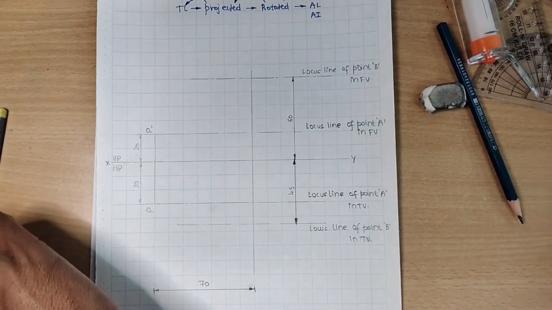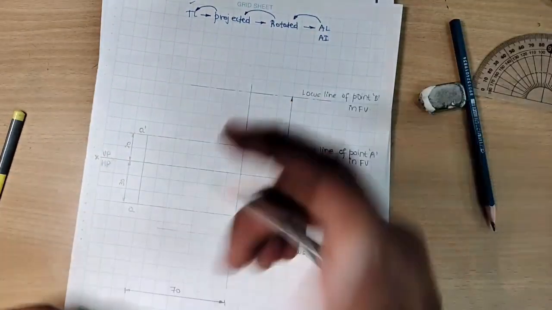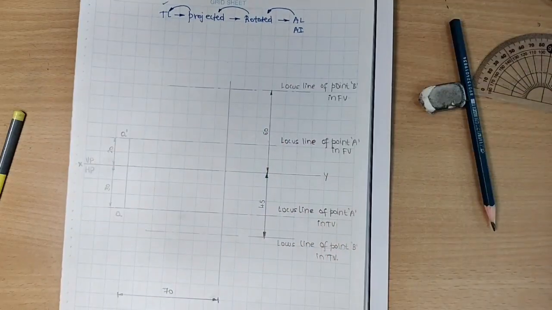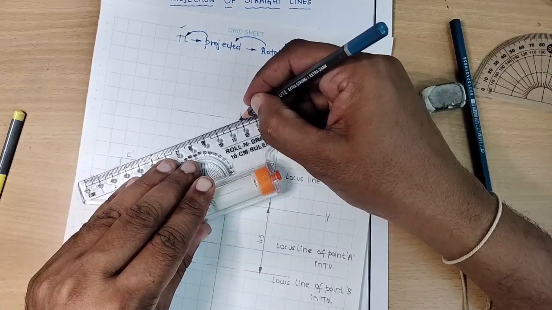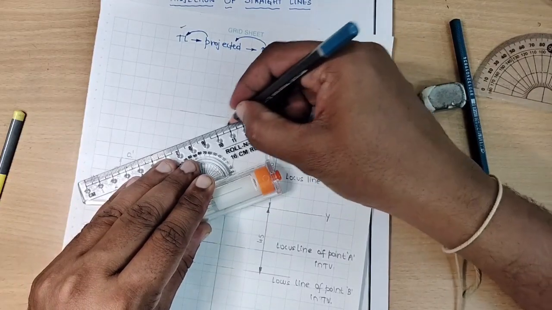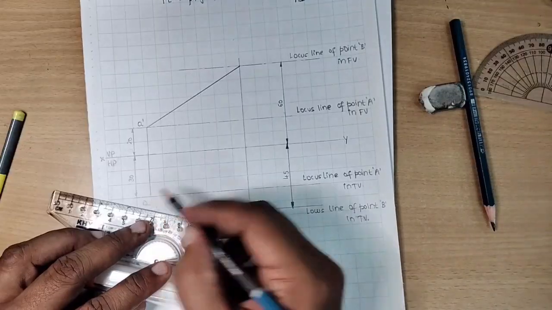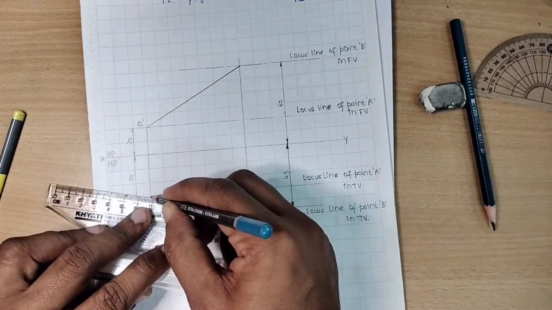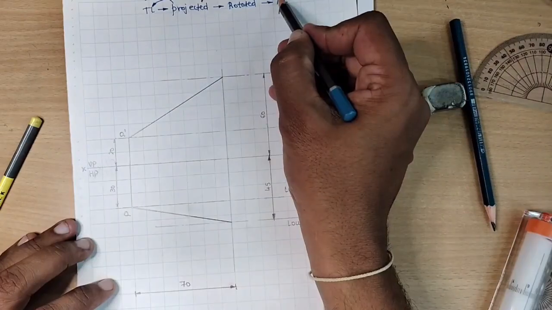But the question is, where is the apparent length? Can you see A dash and the point here, the end projector distance? If the end projector distance is given, it is understood that the apparent length is given. So now let us join these two with a good thickness. The point A lies here and there is a locus of point B here. Join these two with a thick line. I'm having the apparent length.